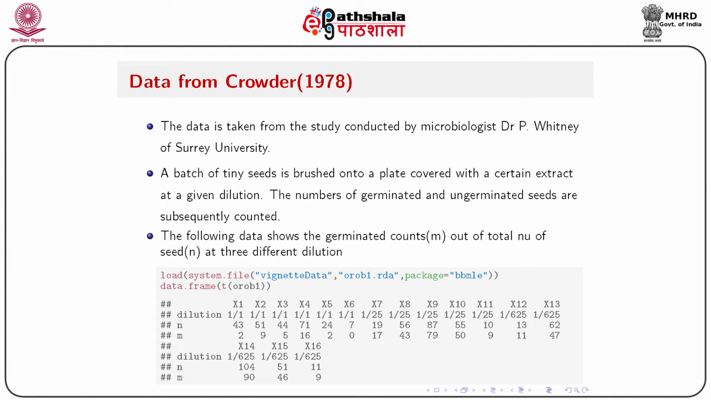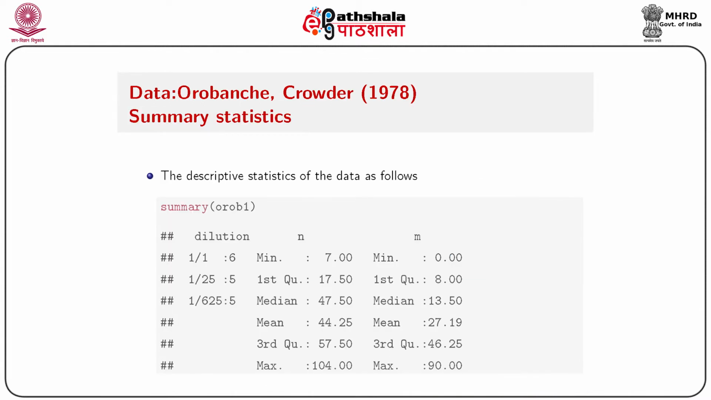Here I just loaded the data from the system file, the vignette data orob1.rda, and the package is bbmle. From the package bbmle, this data is available in R itself once you load bbmle. The data frame orob1 has the columns dilution, n and m, where m is the number of germinated counts out of n. This is the data that you can get from the bbmle package.